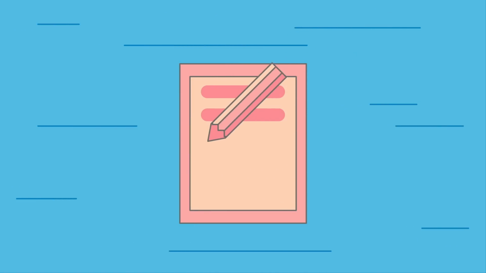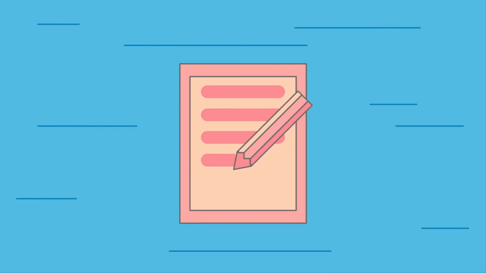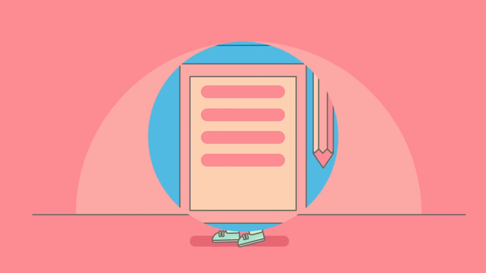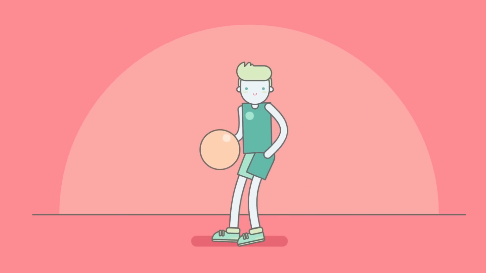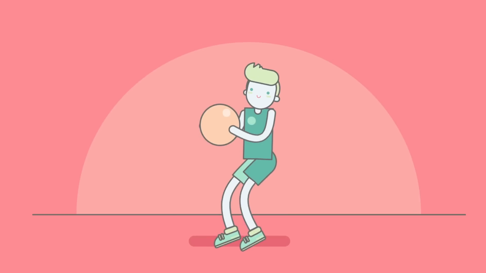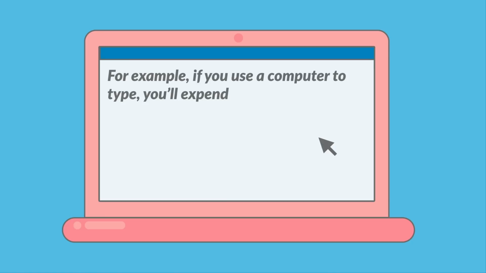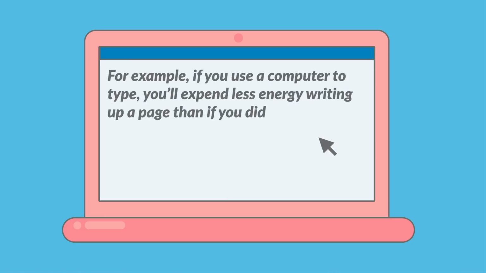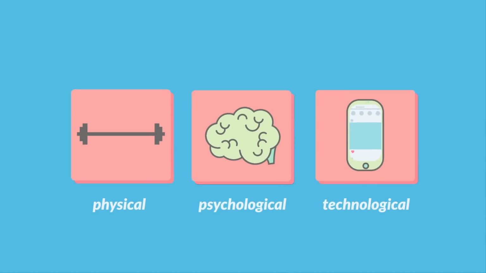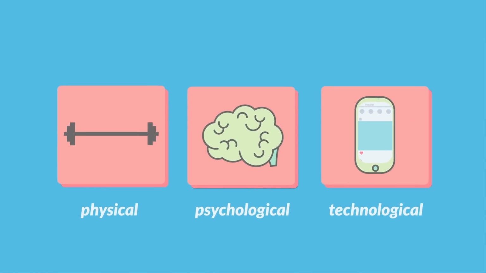The second is psychological strength. If, for example, you write every day and practice the basics of grammar and language, you'll make them unconscious habits, and unconscious habits require less energy to act out. This goes for basketball too. If you make the basics unconscious, such as ball handling and shooting form, you'll spend less energy doing them correctly. And lastly, there's technological strength. For example, if you use a computer to type, you'll expend less energy writing up a page than if you did it by hand. Improving your strength allows you to expend less energy when you perform your process.